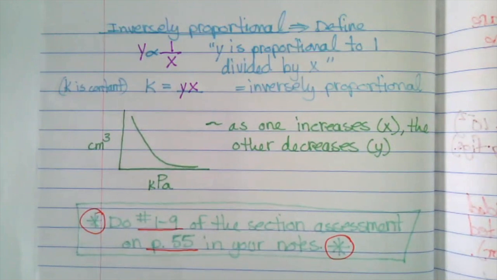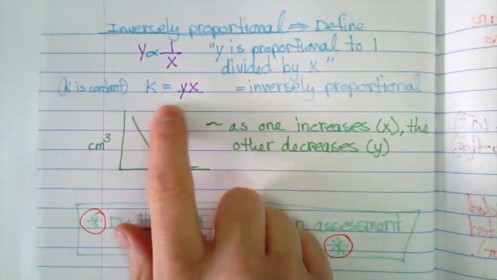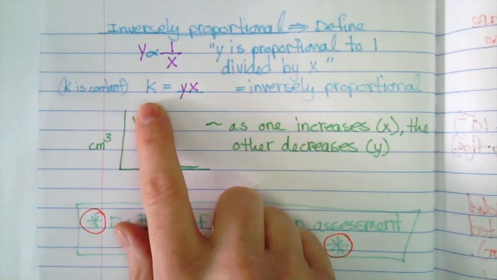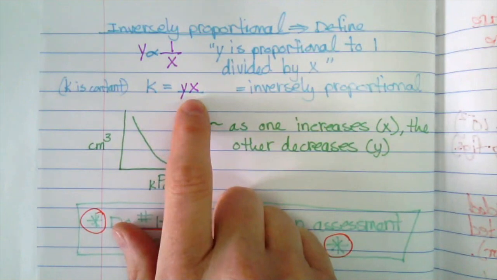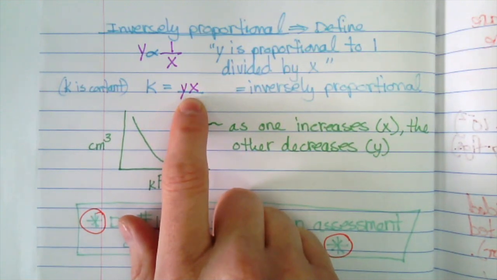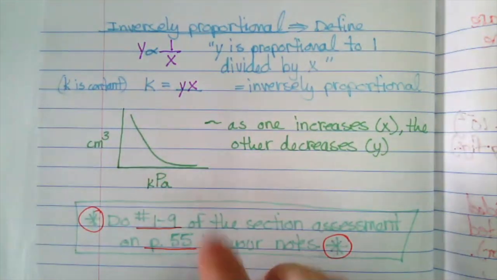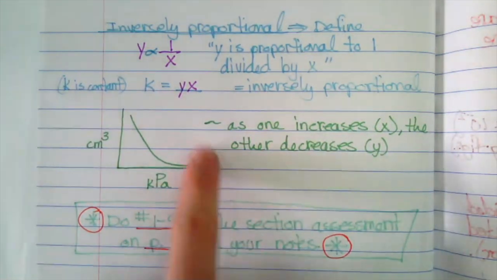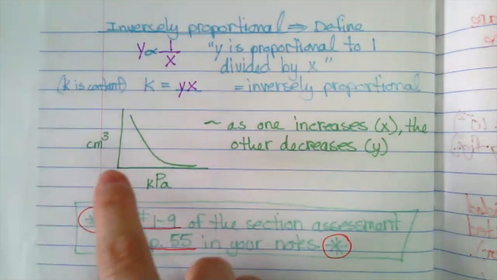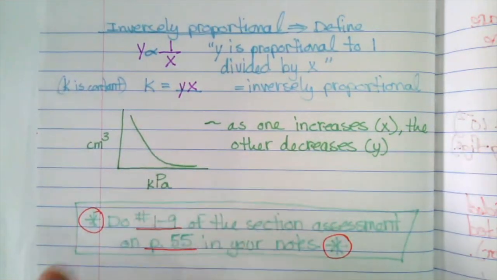And lastly, inversely proportional. Y is proportional to 1 divided by x, which could be written as our constant, what we're trying to find, equals y times x. This means these two are inversely proportional. As y increases, x decreases. Sorry, I almost said increases. And then as x increases, y would decrease. And you can see that from our graph here. As our y decreases, x increases.